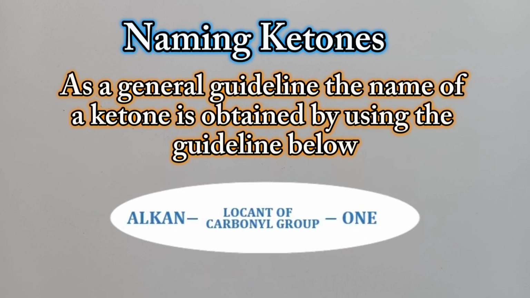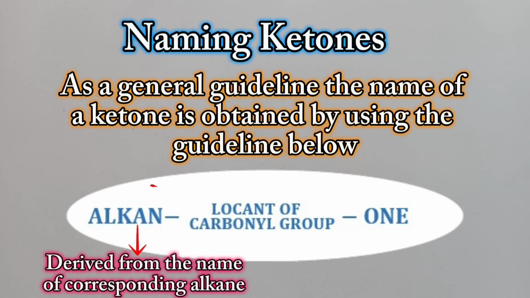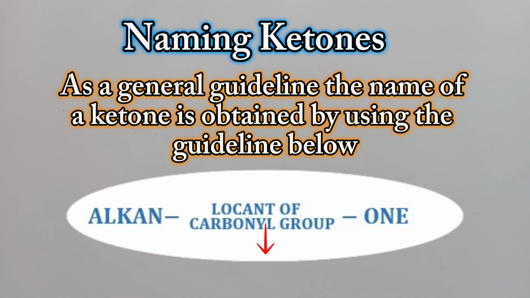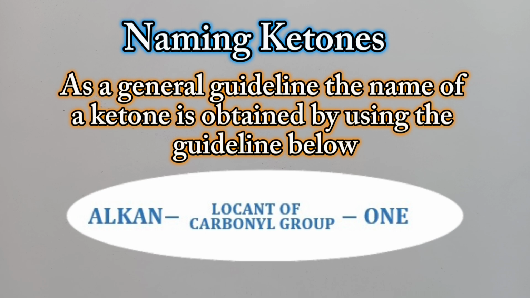Generally, ketones will be named based on the format displayed below. On that displayed format, the word alkane is generated from the name of the corresponding alkane, and the locant of the carbonyl group is obtained by numbering the carbon chain of the ketone, starting from the side of the ketone closest to the carbonyl group. Let us practice that general guideline by naming the displayed compound there.